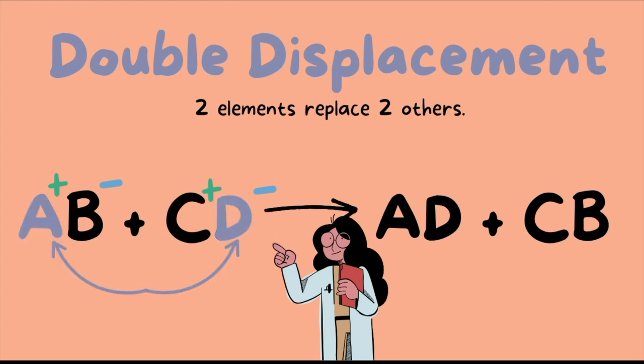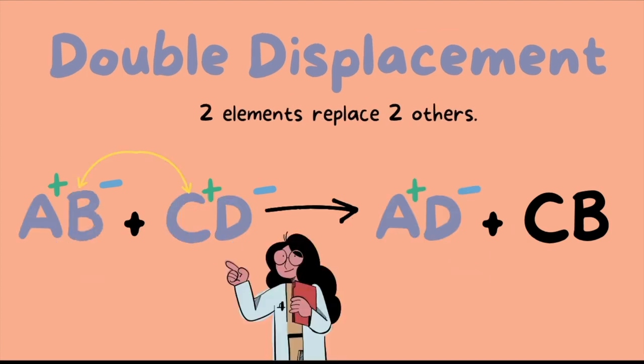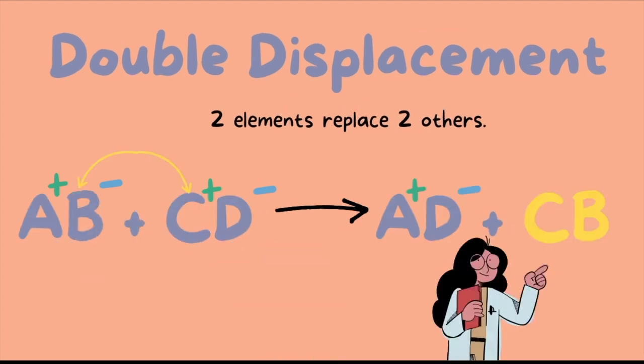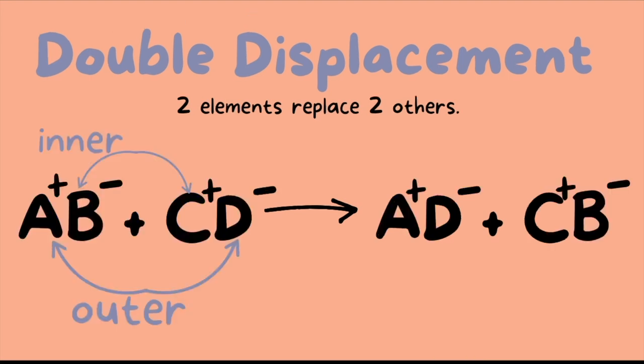We're going to combine the outer 2 elements, and then we're going to combine the inner 2 elements. As you can see, all pairs are nicely balanced with a negative and positive charge to each compound. So just remember, in a double displacement, combine the outer two elements and the inner two elements.